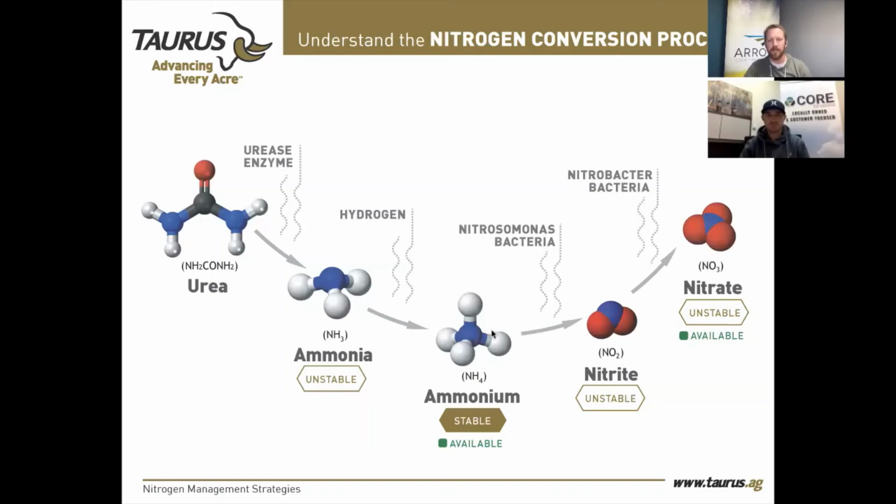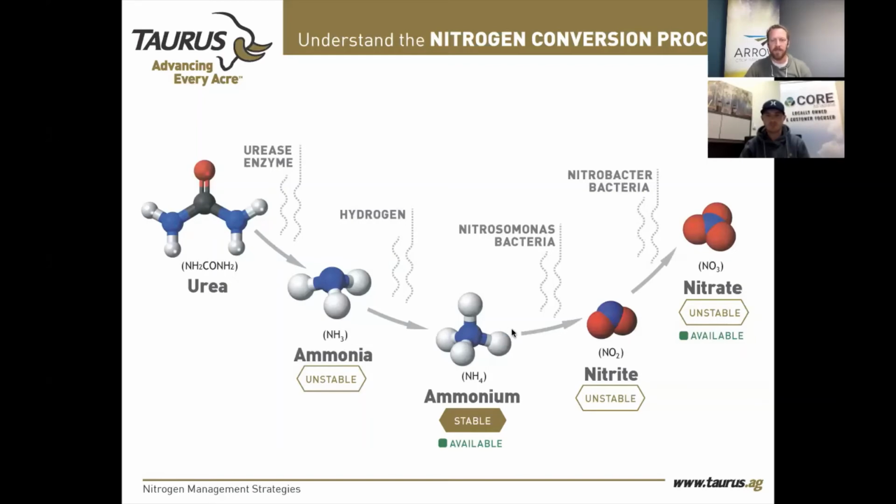And that's really, when we talk about fall application of anhydrous or of urea, any type of nitrogen, our number one goal is to overwinter in the ammonium form. That's our most stable form. It can hold onto the soil. It won't leach. It won't gas off. That's really our goal, is to hold it in this form as much as possible through the winter, and that's ideal.